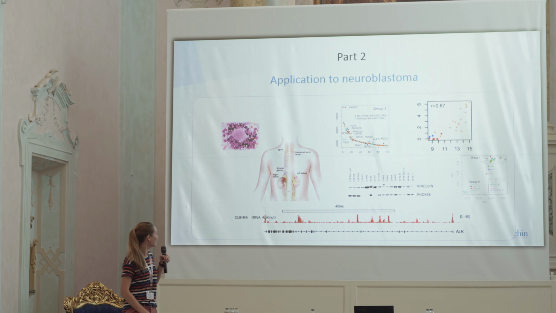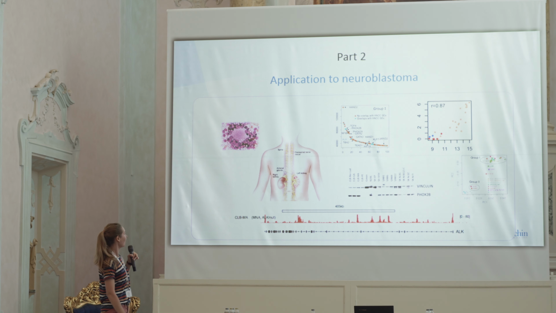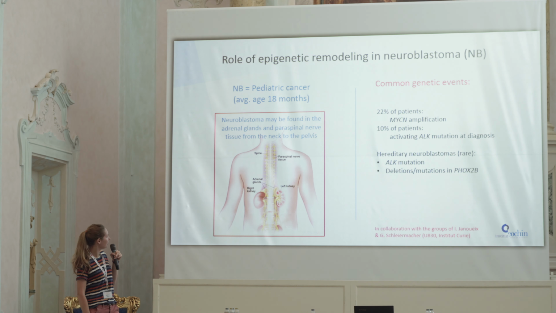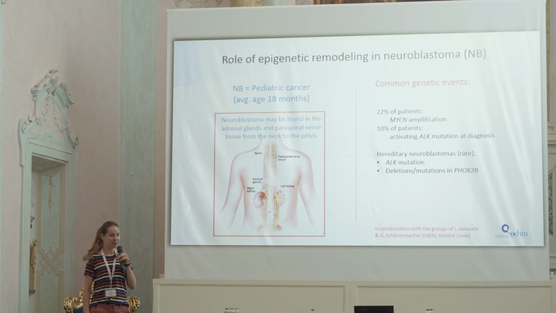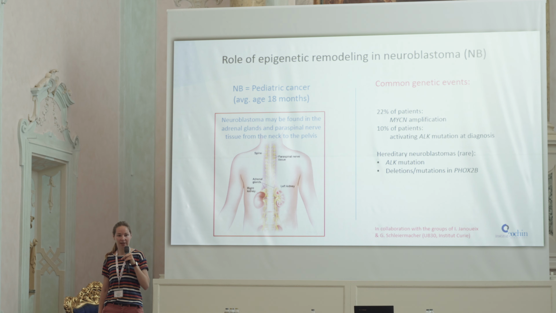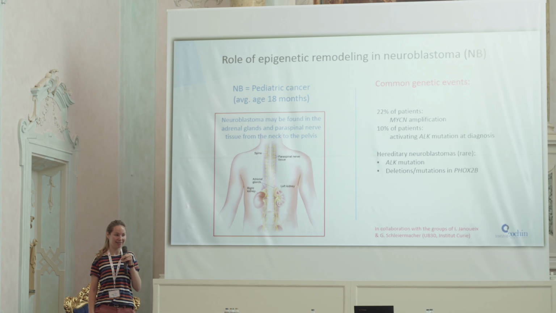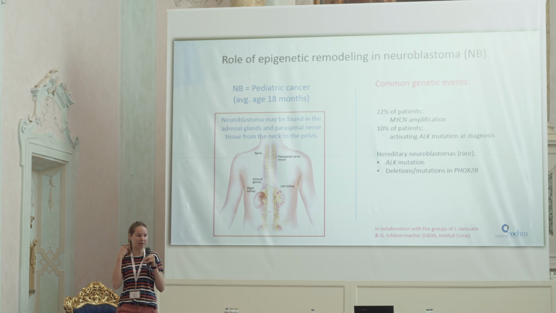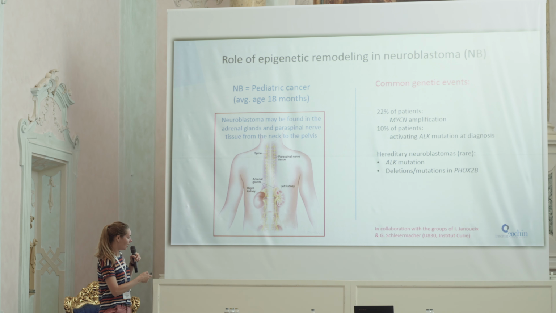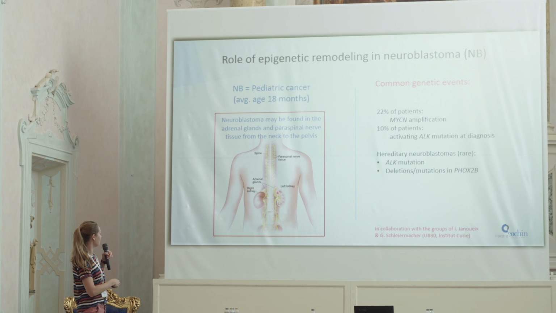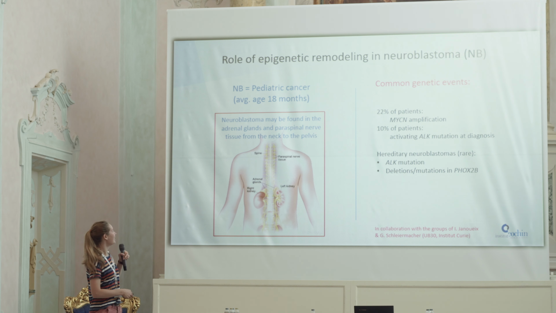All right, so now I can speak about neuroblastoma and say a couple of words about what this cancer represents. Neuroblastoma is a pediatric cancer. Average age at diagnosis is 18 months. It's not a brain cancer. It's always extracranial. It can be in the head and neck, but it's always outside of the brain. And the most common location is the adrenal glands.